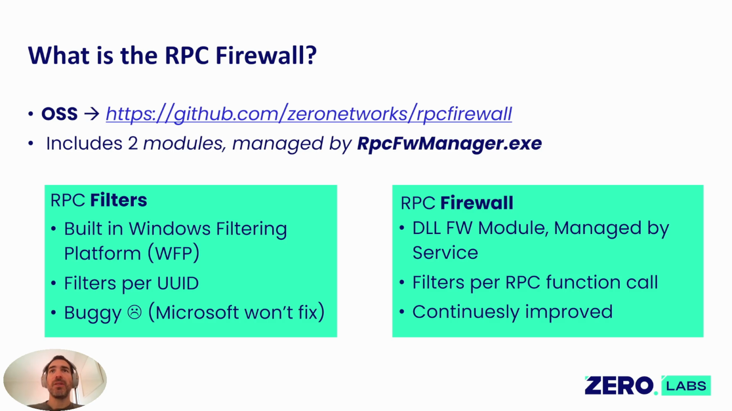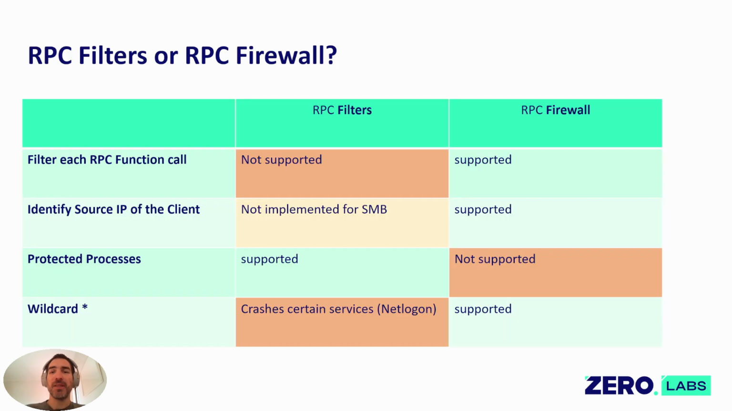Through the RPC firewall, we expose both the RPC filters mechanism and the RPC firewall mechanism, so you can choose which one to use based on your configuration. You can use both, or one or the other. The bottom line is that unless a process is running as a protected process, you don't really have a reason to use the RPC filters mechanism. So you might as well use the RPC firewall because it's more granular. It allows you to use wildcards. It's better at identifying the source IP of the client doing the RPC call. For only the protected process, you can use the RPC filters.